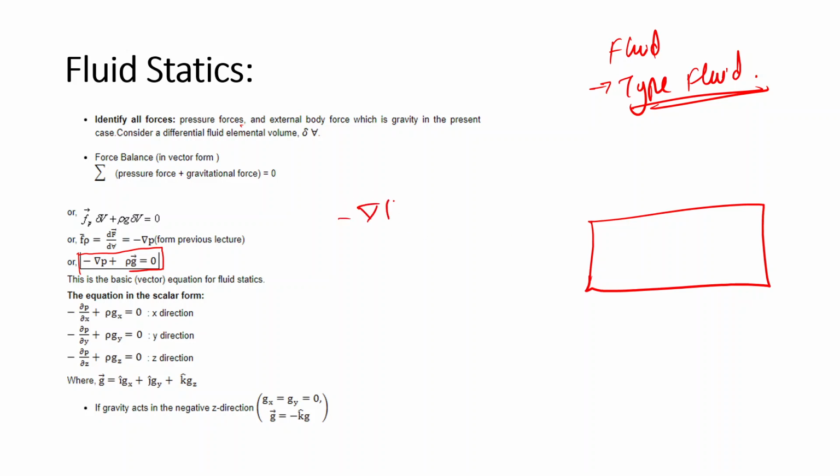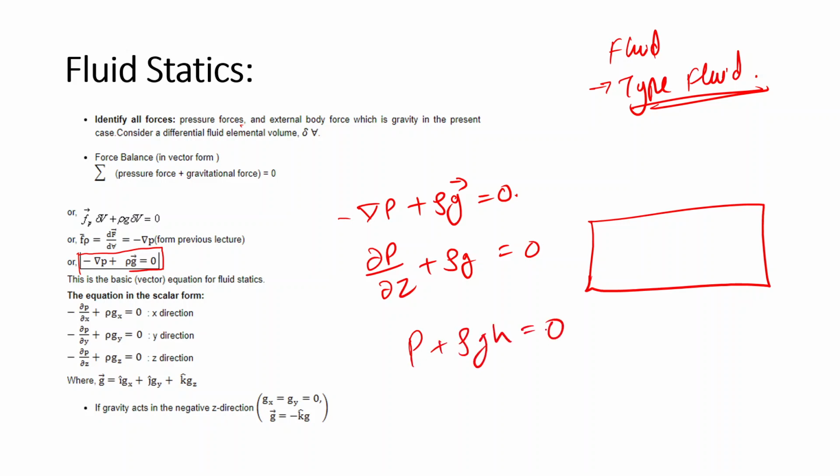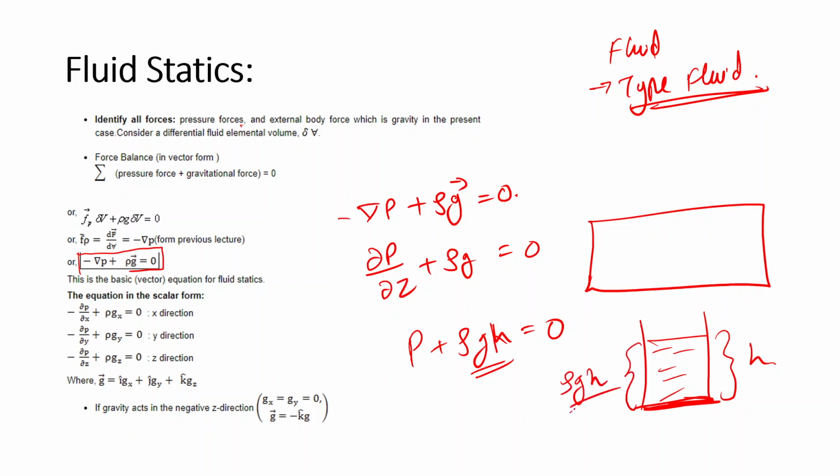So this equation is important: delta P plus rho g is equal to 0. In scalar form, you can write it as dP by dz plus rho g is equal to 0. You can also remember it as P plus rho g h is equal to 0. This is the pressure due to height h of the fluid. Let's say I have a tank and fluid is filled till height h. Then the pressure at this point due to the fluid will be rho g h, and above it atmospheric pressure acts. So the pressure at the bottom will be Pa plus rho g h. So this is the short introduction to fluid statics.